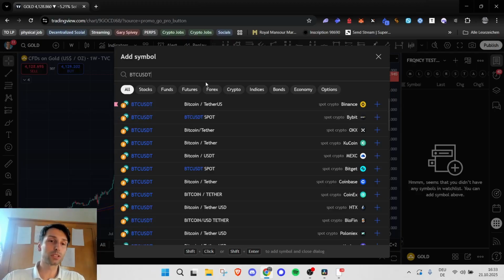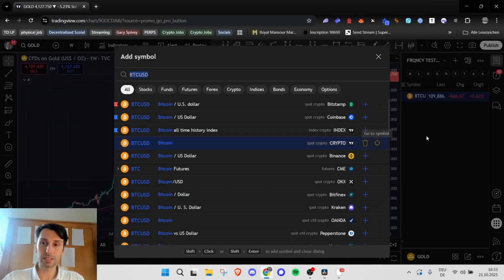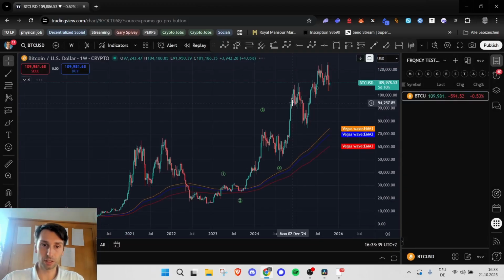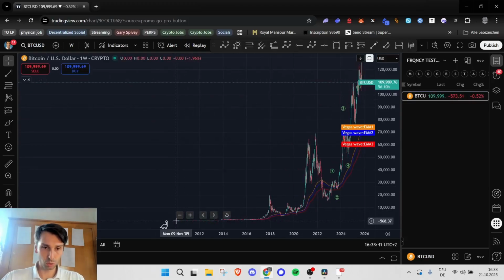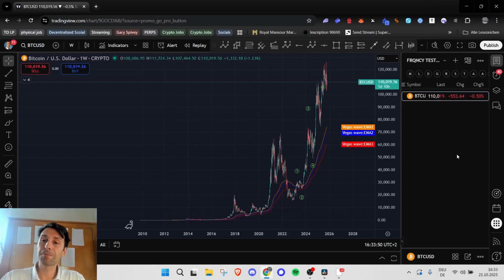Usually you always want to take the chart with the longest history. In this case, it would be the spot crypto TradingView, which basically takes the whole Bitcoin trading history all the way back to 9th November 2009 actually. So that is basically what we're mainly going to use it for. First of all, to track these assets.